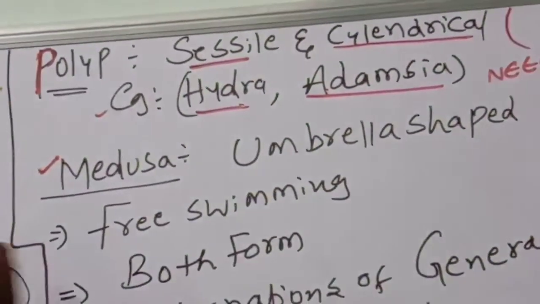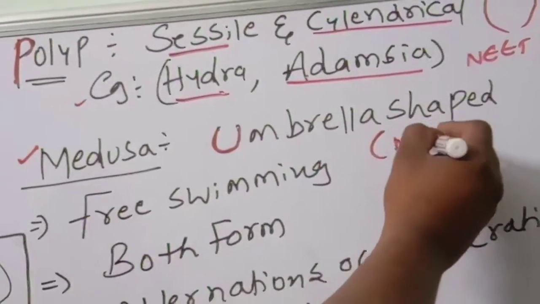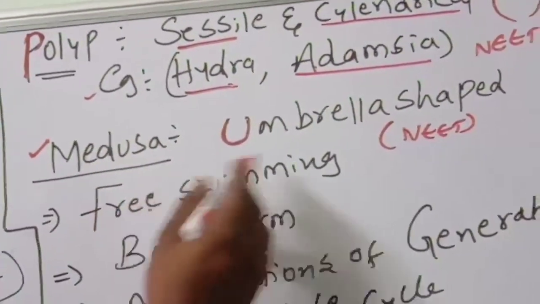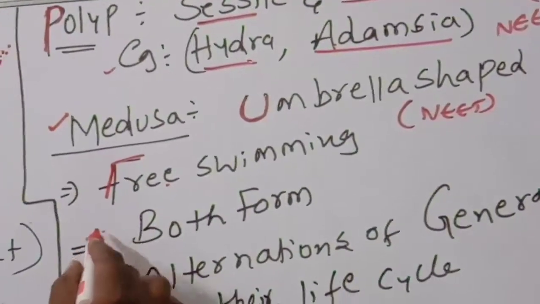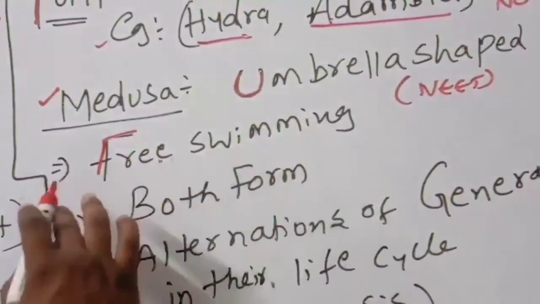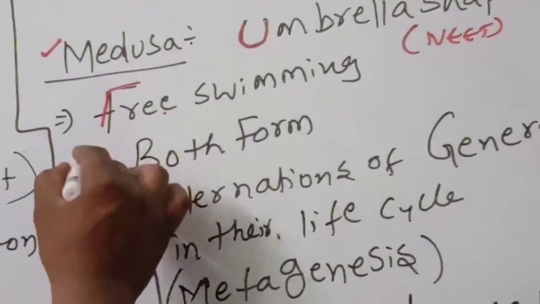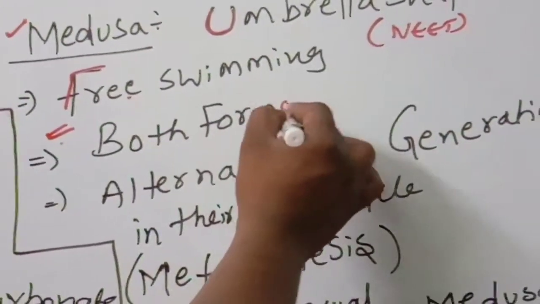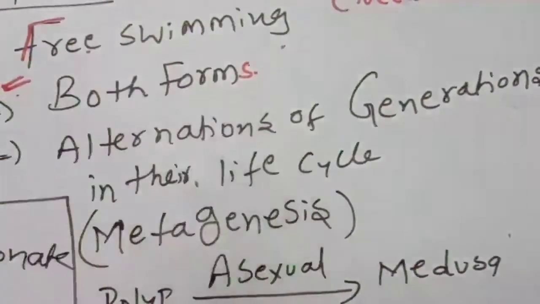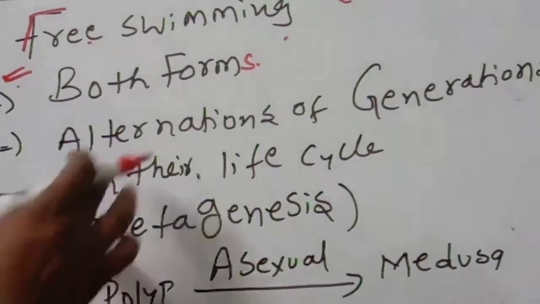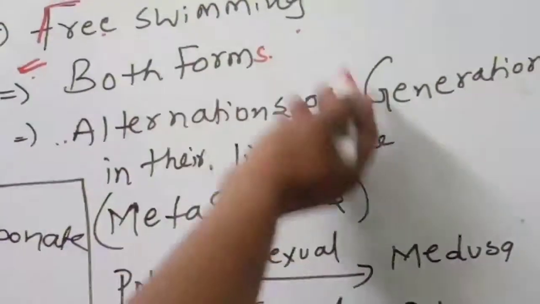Next, medusa. Medusa is umbrella shaped. What are the characters of medusa? Free swimming and umbrella shaped. Sometimes some cnidarians show the polyp form, some the medusa form. Cnidarians exhibit both forms, and polyp produces the medusa.